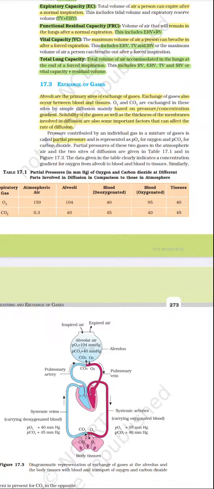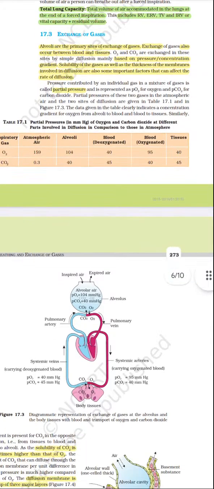Exchange of gases. Alveoli are the primary sites of exchange of gases. Exchange also occurs between blood and tissues. O2 and carbon dioxide are exchanged in these sites by simple diffusion, mainly based on pressure or concentration gradient. Solubility of gases as well as the thickness of the membrane involved in diffusion are also important factors that can affect the rate of diffusion.